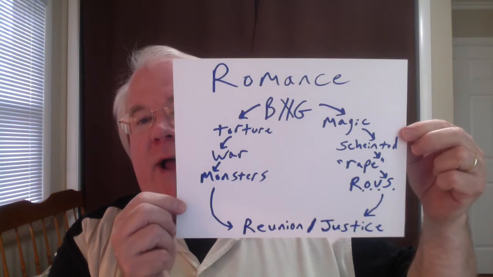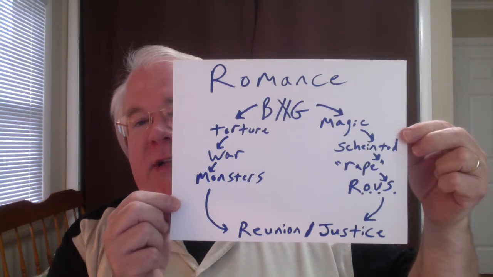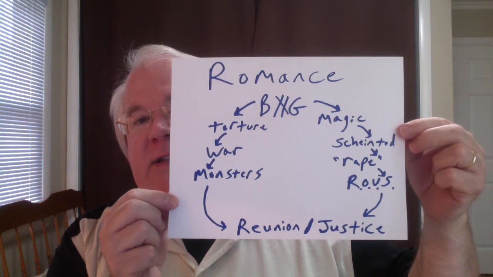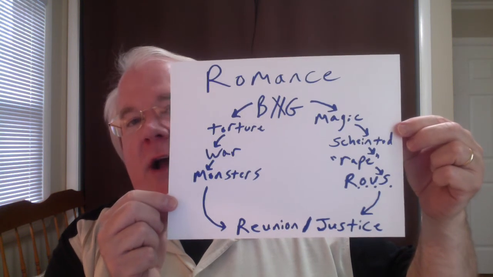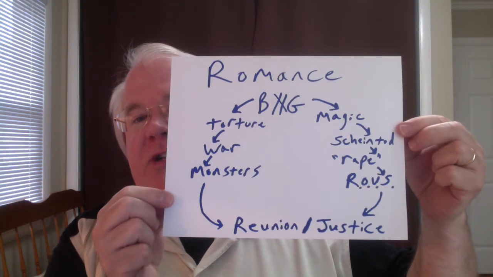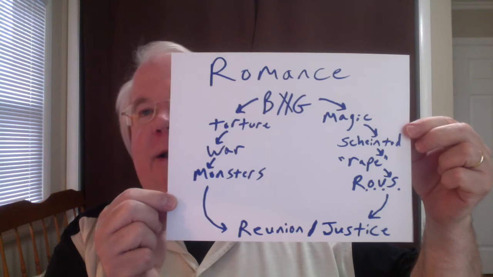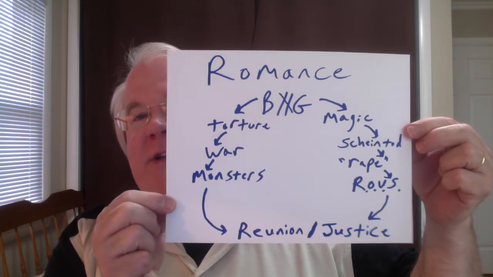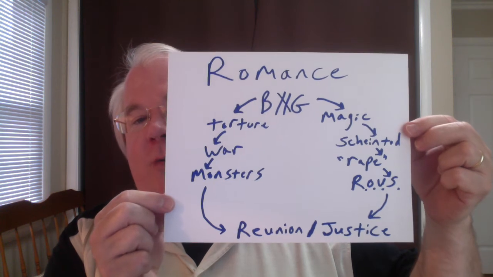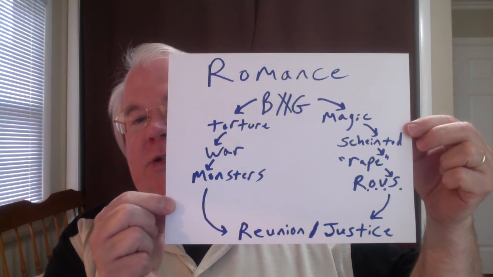And then boy and girl have to begin what is basically a journey toward reunification, reunion, and a sense of justice, that the universe is in fact an orderly and kind place. And as they go through their various trials and tribulations, they encounter many fantastic properties. They encounter magic, they encounter torture, they encounter war, they encounter monsters. For the woman, there will be what is perceived of as a rape, which actually may or may not occur.